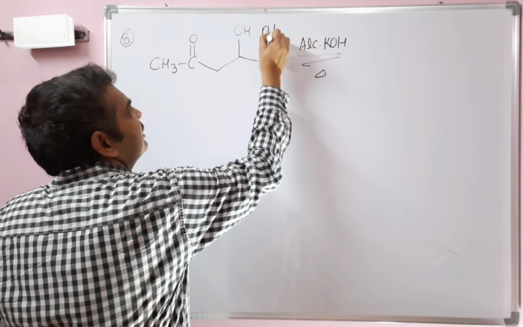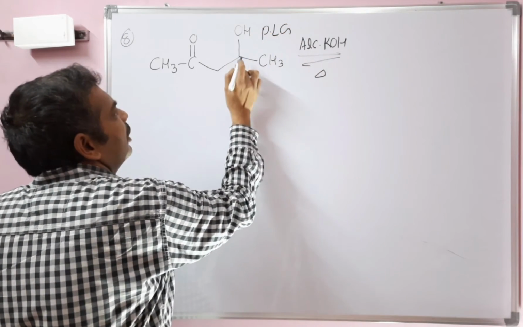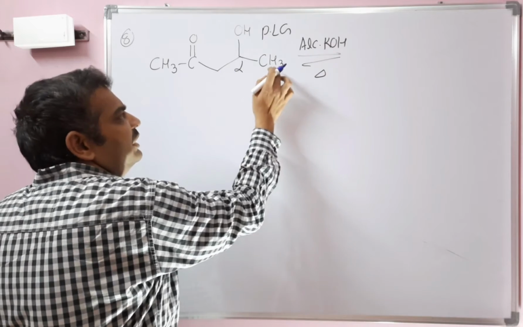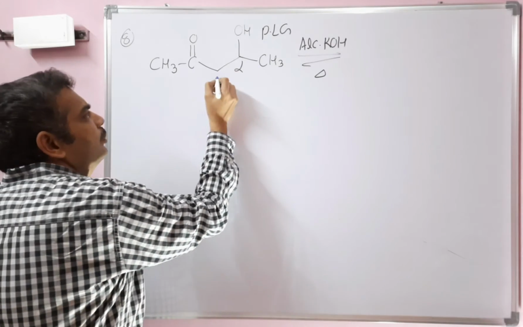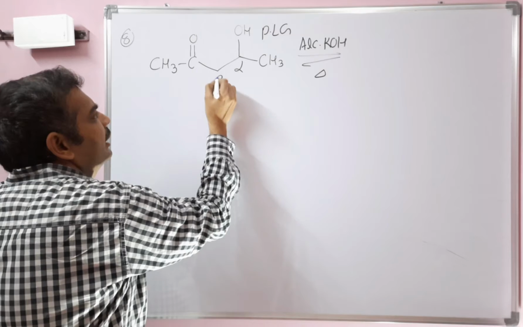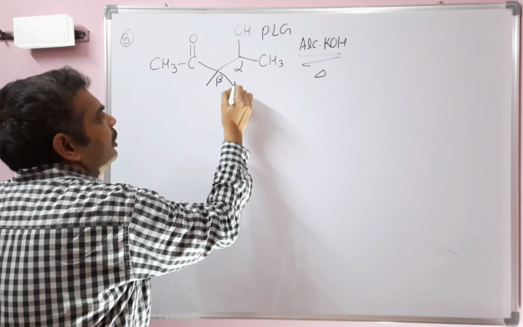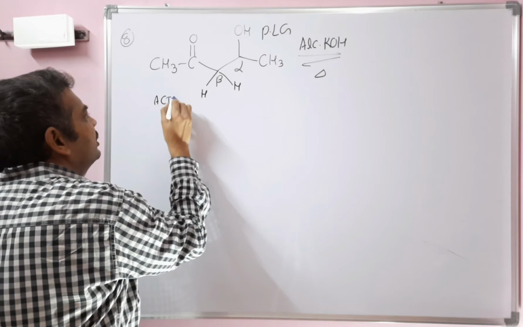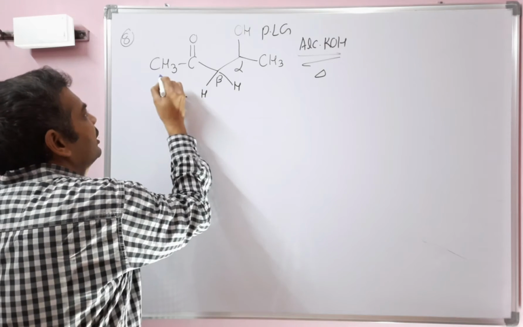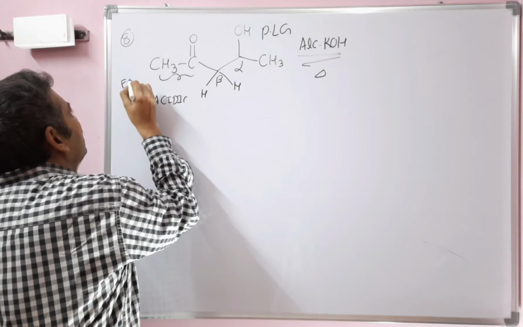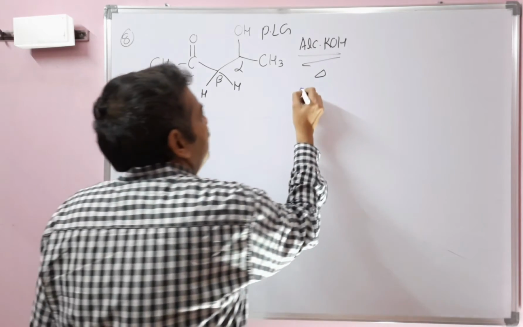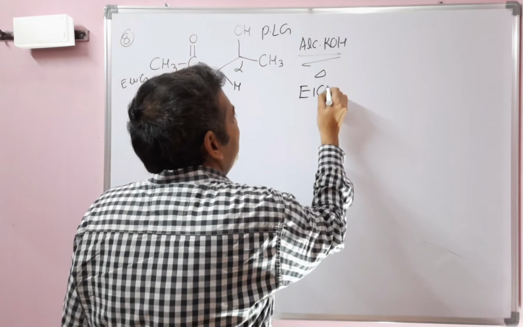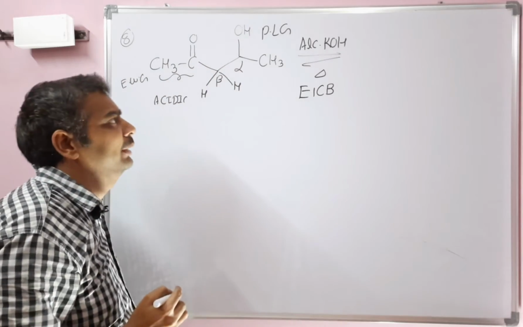A poor leaving group is there, and the alpha to beta carbon, this is not acidic. Why? Because there is no electron withdrawing group. On the beta carbon, two hydrogens are available, and these hydrogens are acidic. The reason is the carbon that the hydrogen is attached to is attached to an electron withdrawing group. That means it will undergo the E1CB reaction at high temperature.